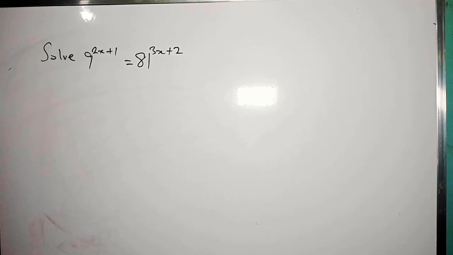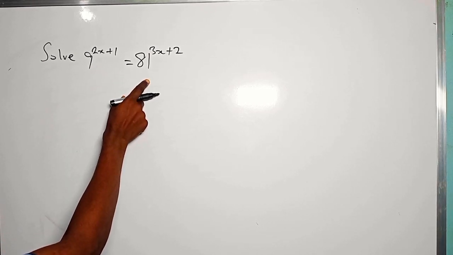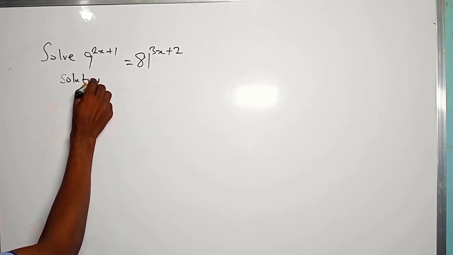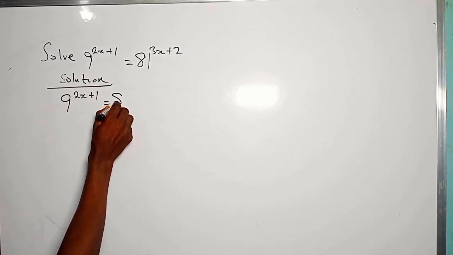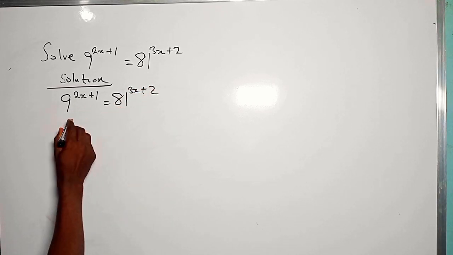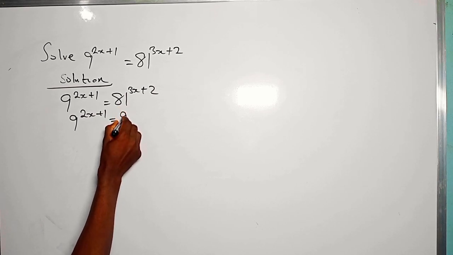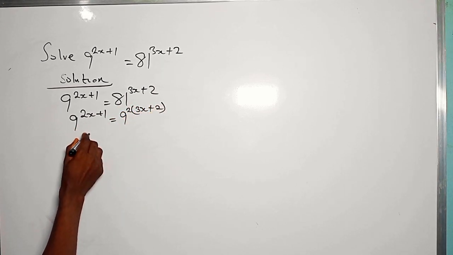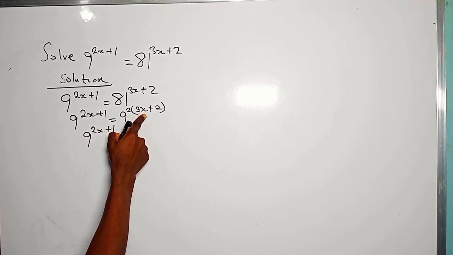The question says solve this exponential equation. We have 9 raised to power 2x plus 1 equals 81 raised to power 3x plus 2. Solution. For 9 raised to power 2x plus 1 equals 81 raised to power 3x plus 2, we can make the bases equal. For 81, we have 9 raised to power 2, so 9 raised to power 2 into 3x plus 2. Here we have 9 raised to power 2x plus 1. So we apply the exponents rule.